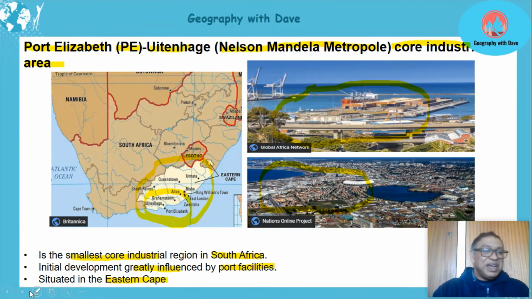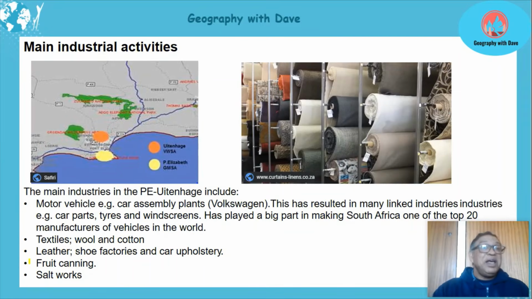Right, let's go on, learners. Our main industrial activities include motor vehicle car assembly. And of course, this has resulted in many linked industries here, like car parts, tires, windscreens. All is needed. If the car industry is there, why not? Something damaged, you already have it there. We need tires, whatever, it's coming through.